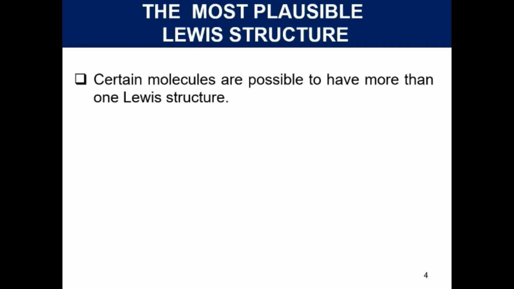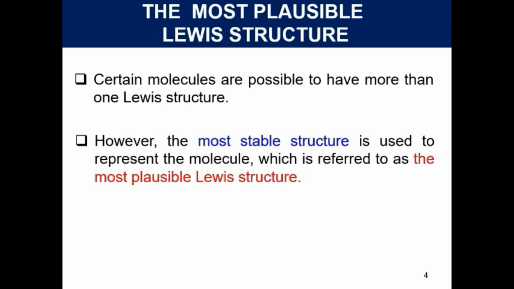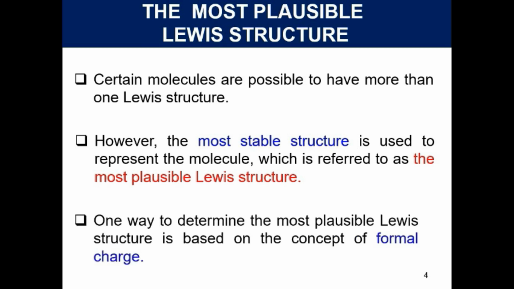Certain molecules are possible to have more than one Lewis structure. However, the most stable structure is used to represent the molecule, which is referred to as the most plausible Lewis structure. One way to determine the most plausible Lewis structure is based on the concept of formal charge.